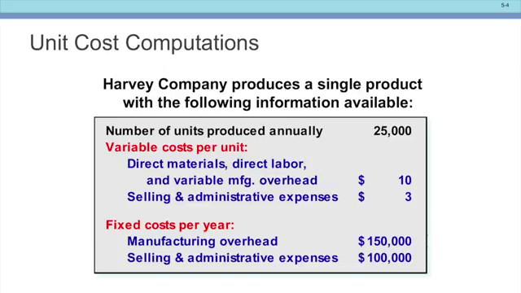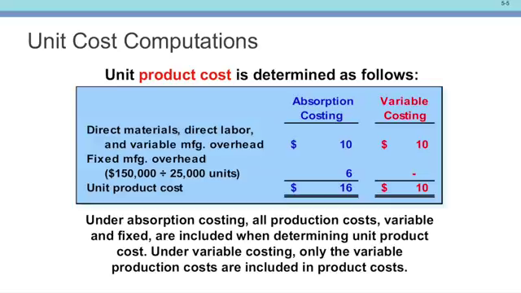If we go to the next slide, we'll see the unit product cost is determined by, of course, the direct materials, labor, and variable manufacturing overhead. That's the same for both, $10 each. But we add the fixed manufacturing overhead. The fixed manufacturing overhead of $150,000 divided by the number of units, which is 25,000, is $6 a unit, to get a unit production cost of $16 per unit. So you can see we've just taken the fixed overhead and put it into the product itself.